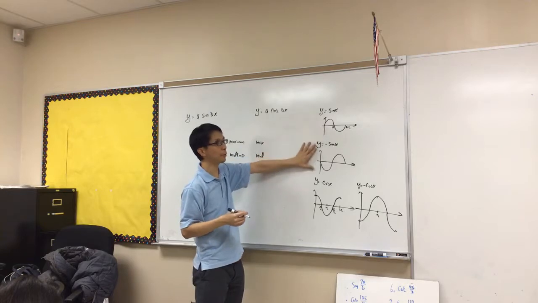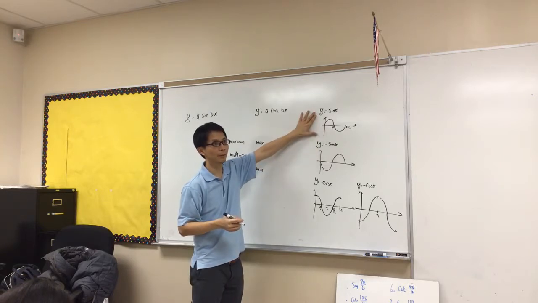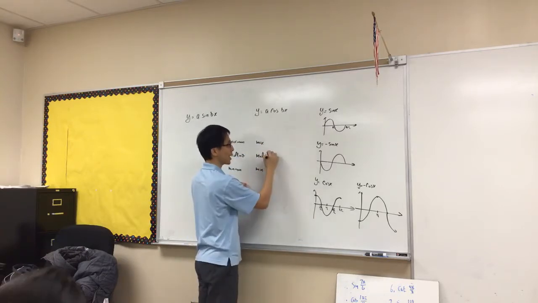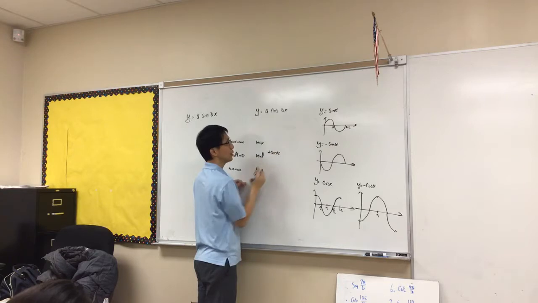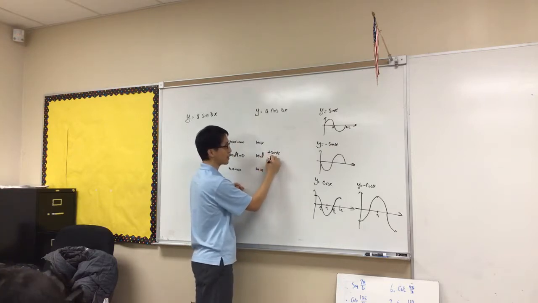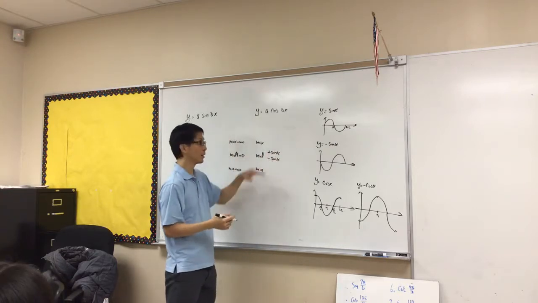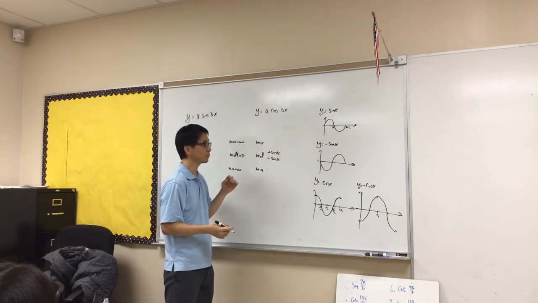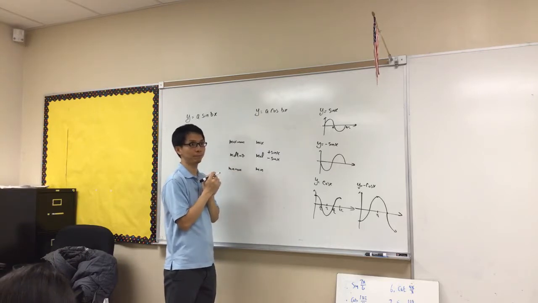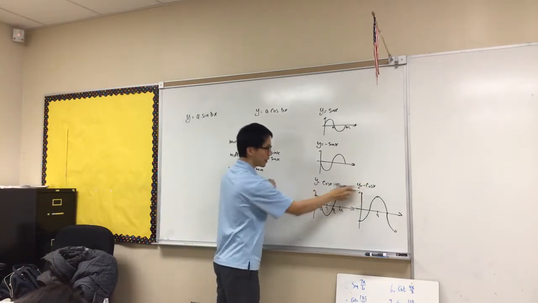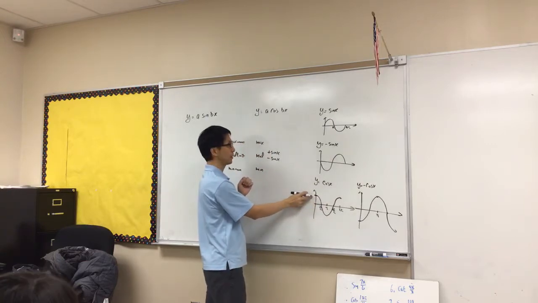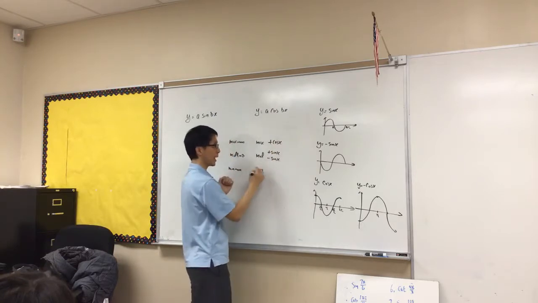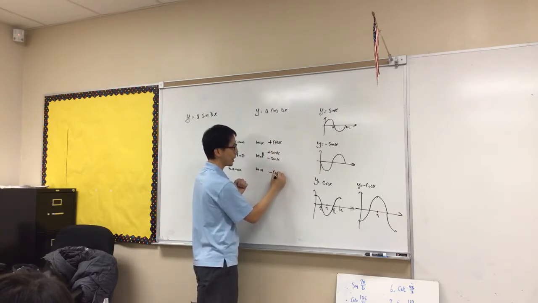So sine starts at where? Mid, max, or min? Mid. It's the midline, right? So positive sine is going to go up here. Negative sine is going to go down. But I start at the middle. But cosine, this one starts at where? The top, the maximum. Positive cosine starts at the top, right? And negative cosine starts at the bottom.